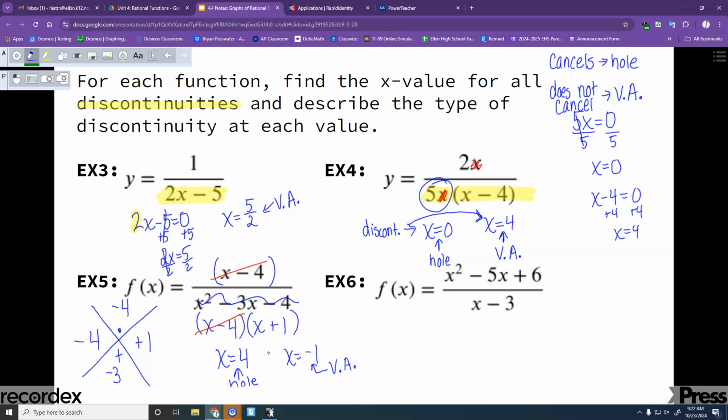Y'all try that last one. See what you can do with it. It's not too hard. Now, there's only one discontinuity, but what are you going to have to do to tell if it's a hole or a vertical asymptote? You got to see if it cancels. Does it cancel right now? No, but what have you got to do to that top? Everybody's favorite. Factoring.